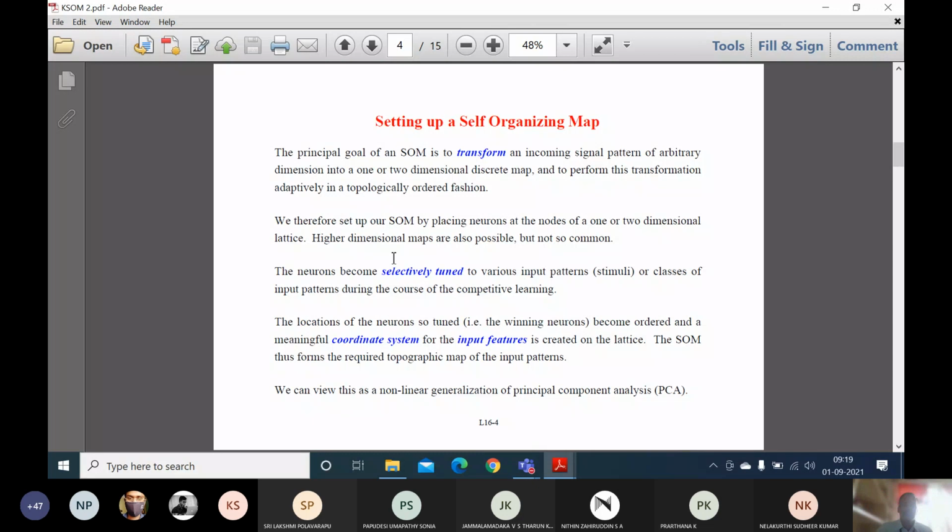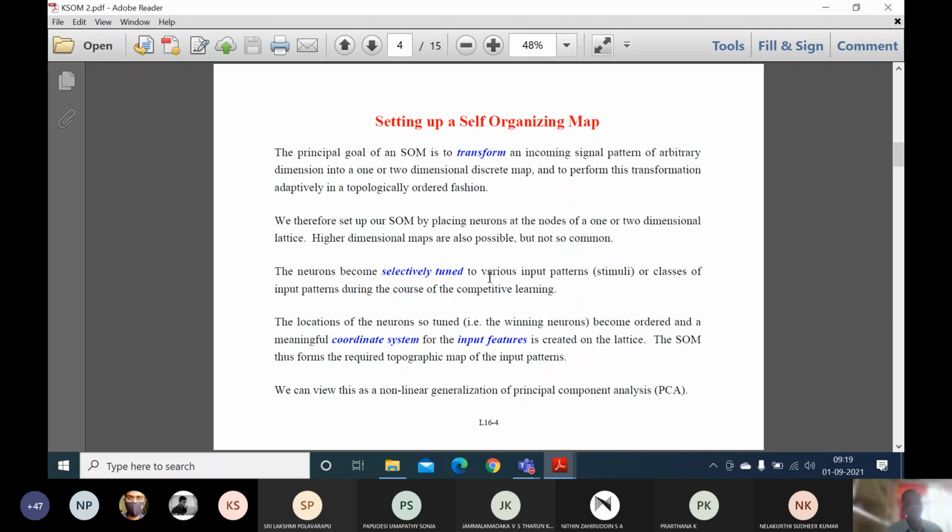Therefore, we need to set up our SOM by placing neurons at the nodes of either a one-dimensional lattice or a two-dimensional lattice. So we first need to decide whether we are going to represent it in a one-dimensional space or a two-dimensional space. If it is one-dimensional, I need to place the neurons in a one-dimensional lattice. If it is two-dimensional, I need to place them in a two-dimensional lattice. Higher dimensional maps are also possible, but from the practical application point of view, we restrict ourselves to a maximum of one or two dimensions, not three or four dimensions.